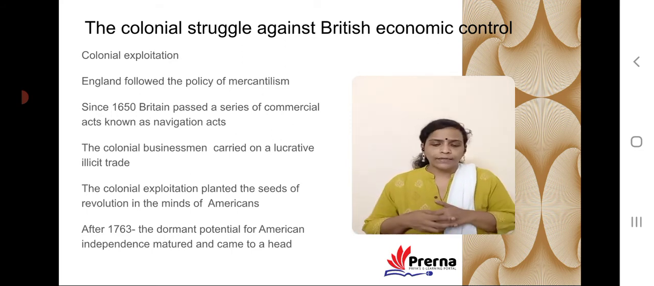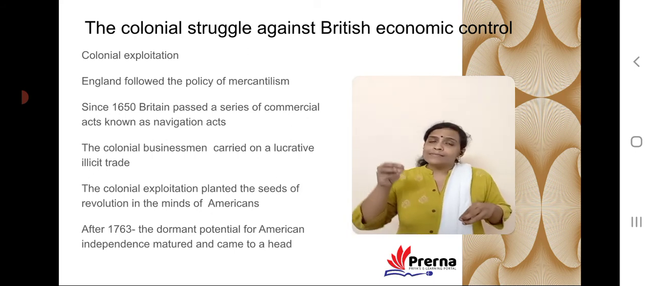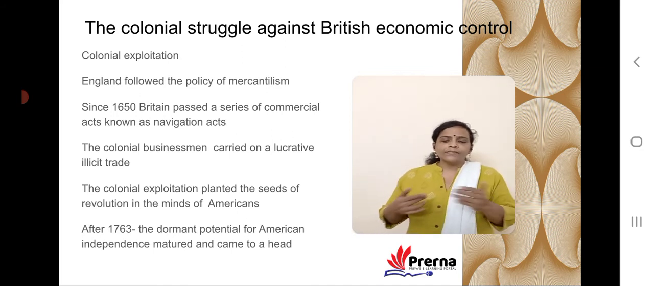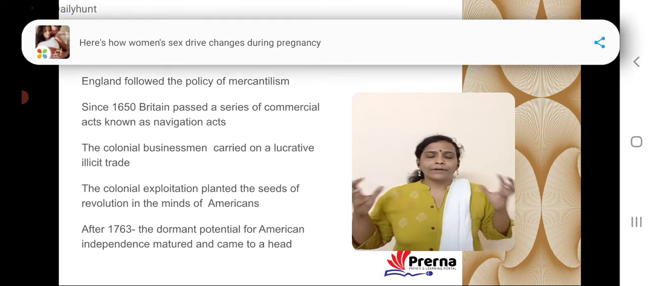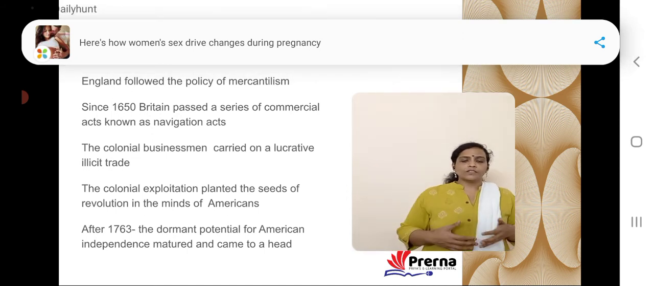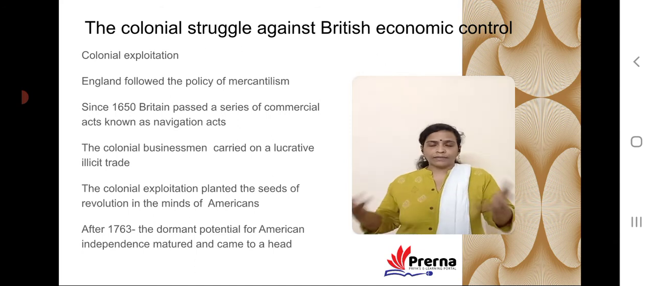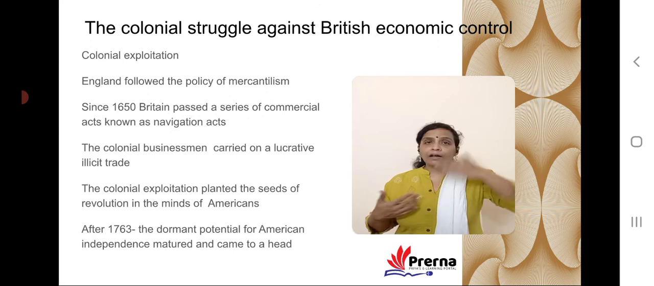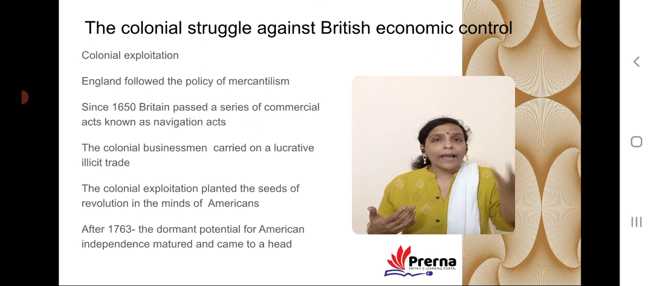Now this sort of colonial exploitation in fact sowed the seeds of revolution in the minds of Americans. Now after 1763, you can see how there was a lot of potential for this particular revolution, and you could see how it came to a head. Now here again in this map, we are talking about the USA, actually, that you know in the world map today. And above the USA, it was a French possession in those days, Canada.